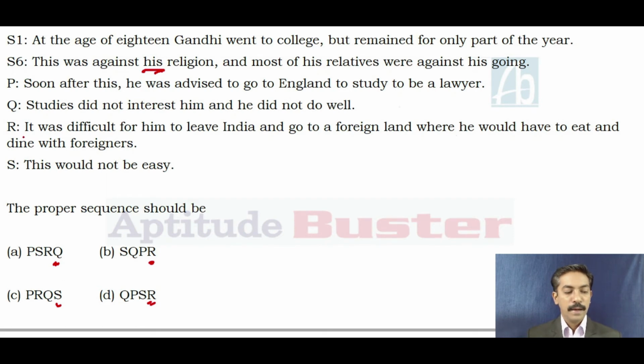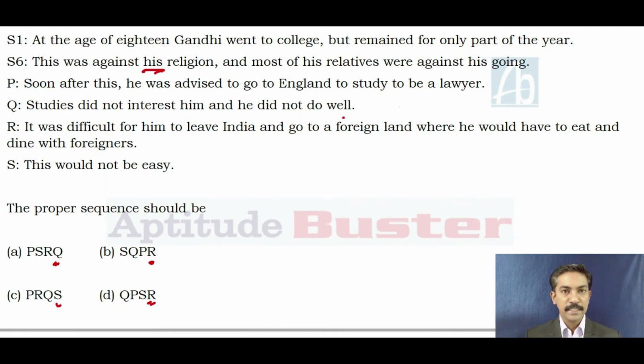Let's check it. Since we have 2 options beginning with R, let's begin with R first. R says it was difficult for him to leave India and go to a foreign land where he would have to eat and dine with foreigners. Probably this could be against religion. To dine with foreigners could be against his religious principles. R makes sense. Let's reserve B and D. Look at Q. Studies did not interest him and he did not do well.